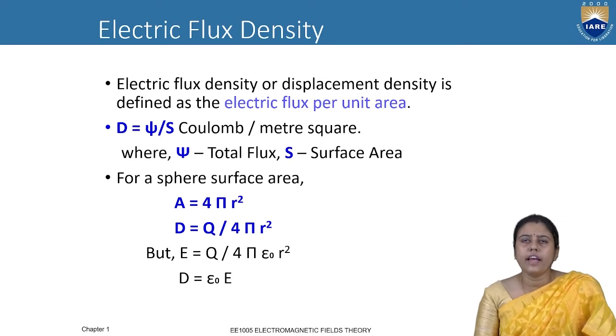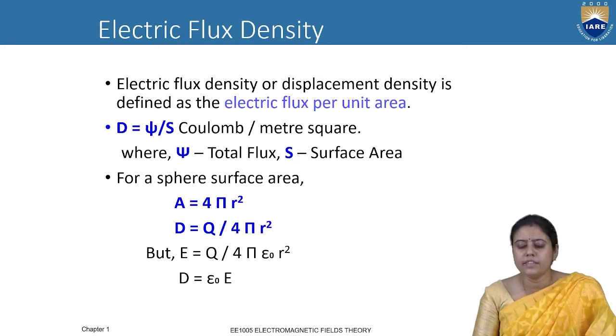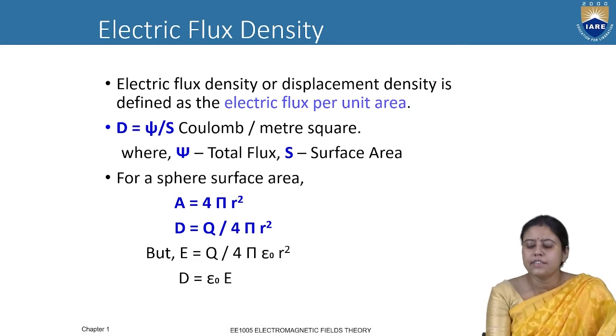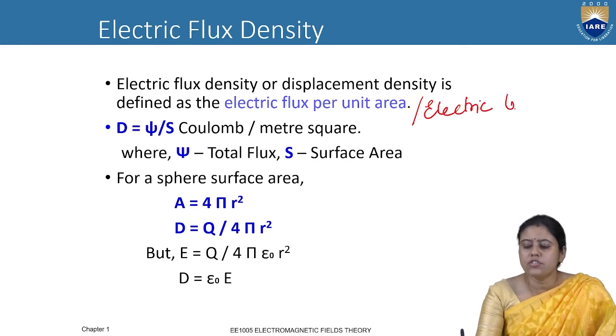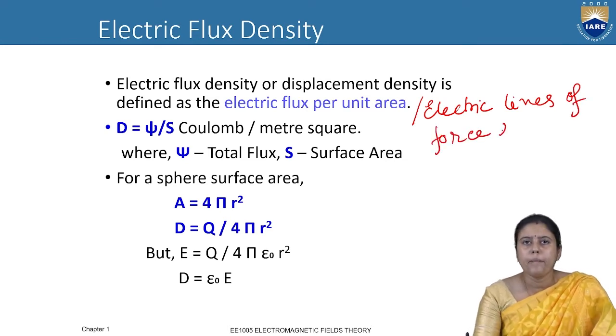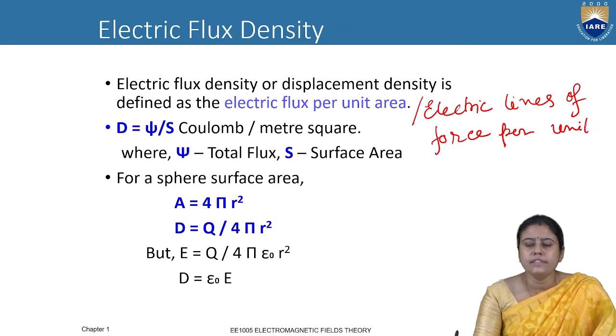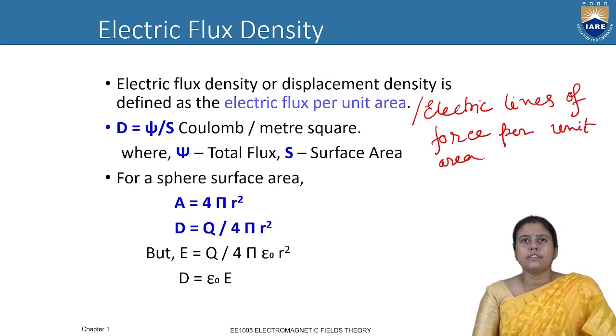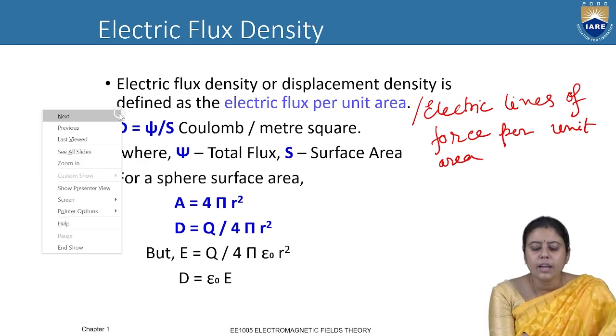Now we will come to the case of flux density. What is the meaning of flux density? Flux density means flux per unit area. The electric flux per unit area is known as the flux density, or we can say the electric lines of force per unit area is also known as the flux density. Flux density is basically a vector quantity.